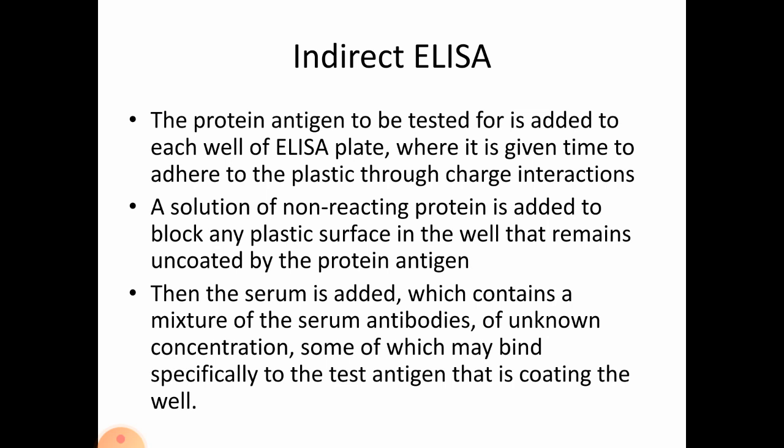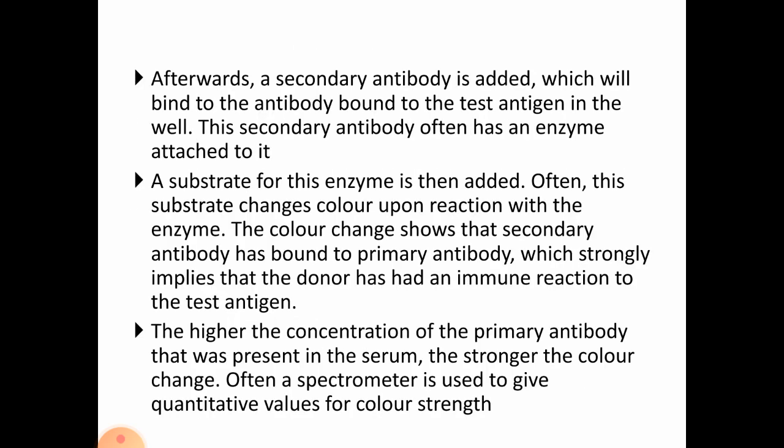So that is how it is prepared, how it is coated with antigen, and then we are adding the serum, which contains a mixture of antibodies with unknown concentration, and antigen antibody reaction takes place. After that a secondary antibody is also added. That's why it is called the indirect method. The second antibody binds to the antibody bound to the test antigen in the well, and the secondary antibody usually has an enzyme attached to it.